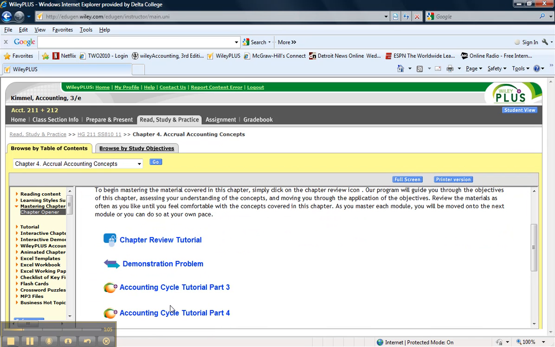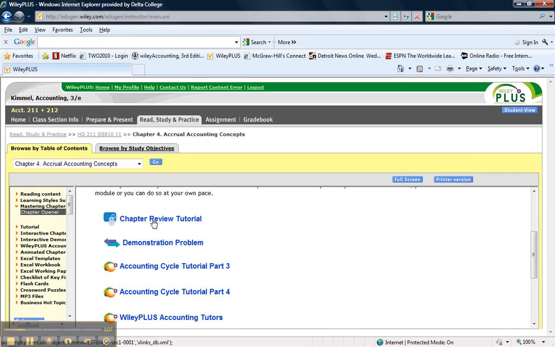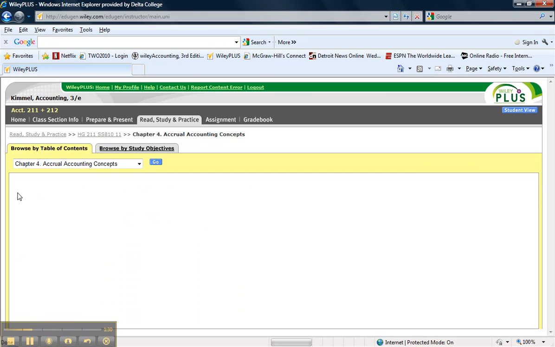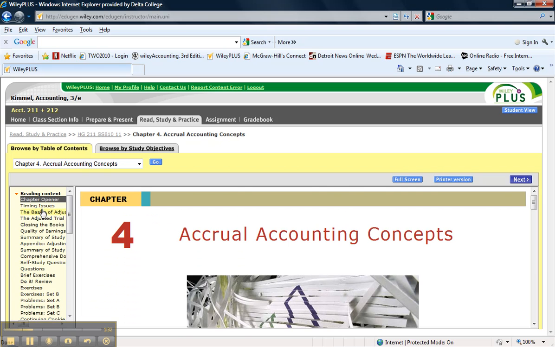Links that you can look at, interactive things. This review tutorial kind of walks you through all the study objectives, gives you the highlights of the chapters, and a demonstration problem. It presents a problem and has you answer some questions throughout the process. There's a tutor link here, and a bunch of other things that you might find useful. Flashcards, crossword puzzles, good for terminology. I'm going to go to the reading content now and start to just go through the study objectives.